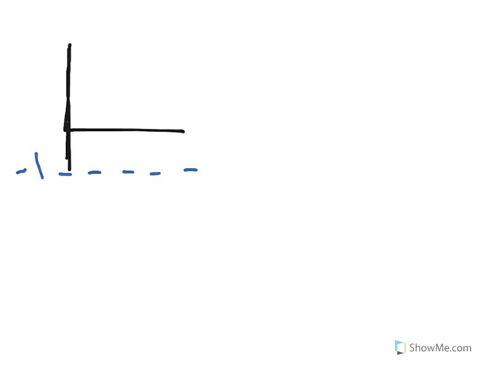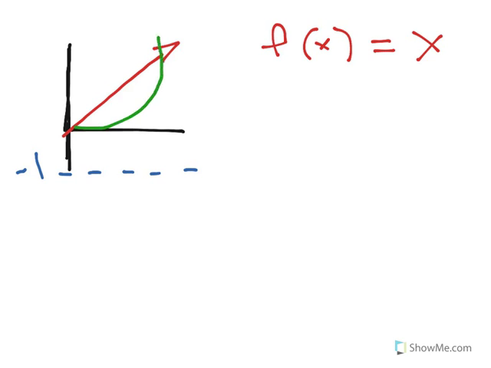And then what I'm also going to do is make the f of x equation. There we go, f of x. F of x equals x. And the second equation will be green. G of x will be x squared.